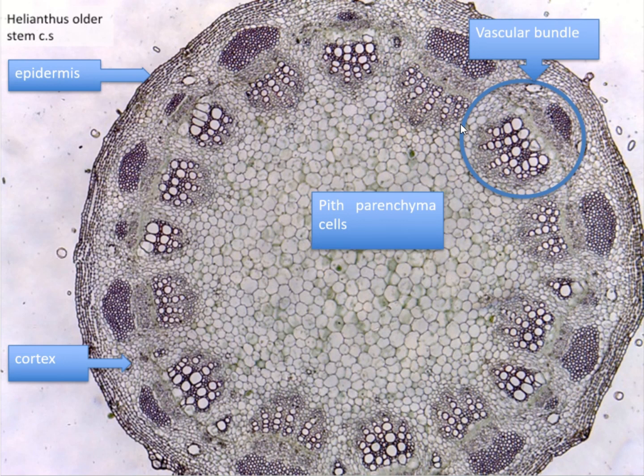And we're going to look at this in further detail on the next slide and what's contained within this bundle. Finally, we have the pith, which is the center, which contains what are called parenchyma cells, and these are cells that help the plant to participate in photosynthesis. So we'll go over that in a little bit detail in just a moment.